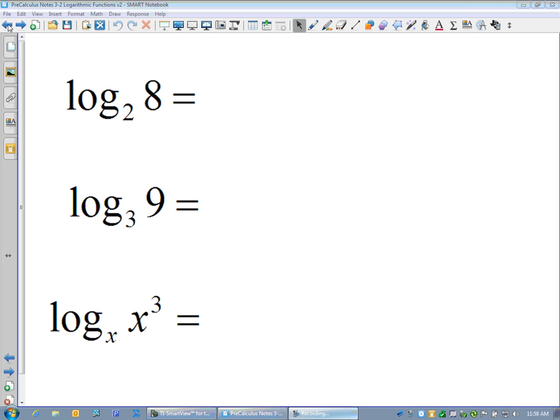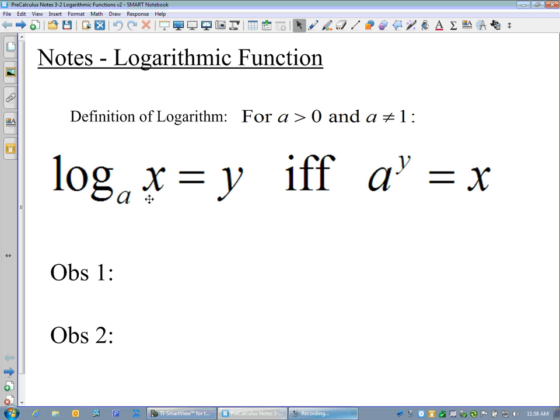So let's take a look at the definition. The definition of a logarithm, and we're going to say that a is going to be a real number that is positive but not equal to 1. If you'll remember, this was the same restriction for the base of the exponential function. So a is positive and not equal to 1.